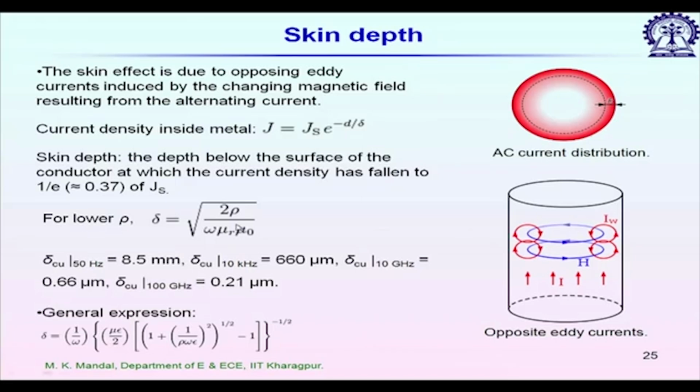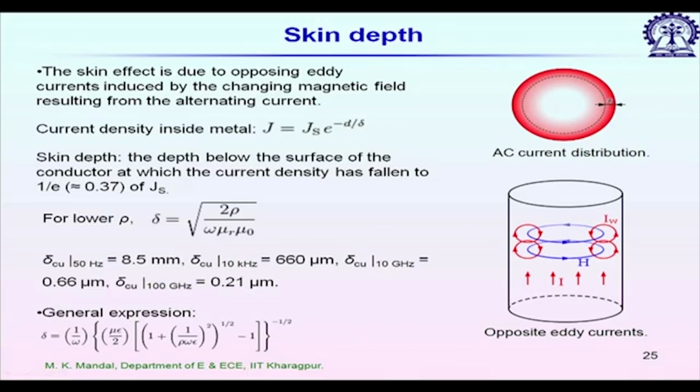Now, let us calculate the skin depth value at some given frequencies, let us say for copper. If I calculate skin depth at 50 hertz for copper, it is 8.5 millimeter, and at 10 kilohertz it decreases to 660 micrometer. At 10 gigahertz it is 0.66 micrometer. If I further increase the frequency to 100 gigahertz, it is just 0.21 micrometer. So, inside the metal we do not have any current component.